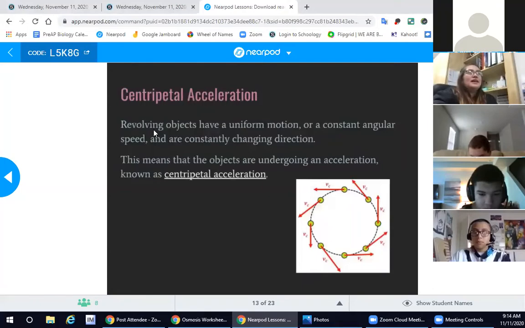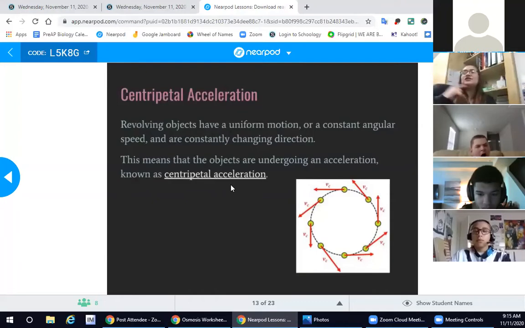So keep in mind that revolving objects have a uniform motion, a constant speed. Their speed's not changing. It's always going to be the same speed, but they are constantly changing direction. So since they're always changing their direction, we do say that it's accelerating. We say that it has a centripetal acceleration.